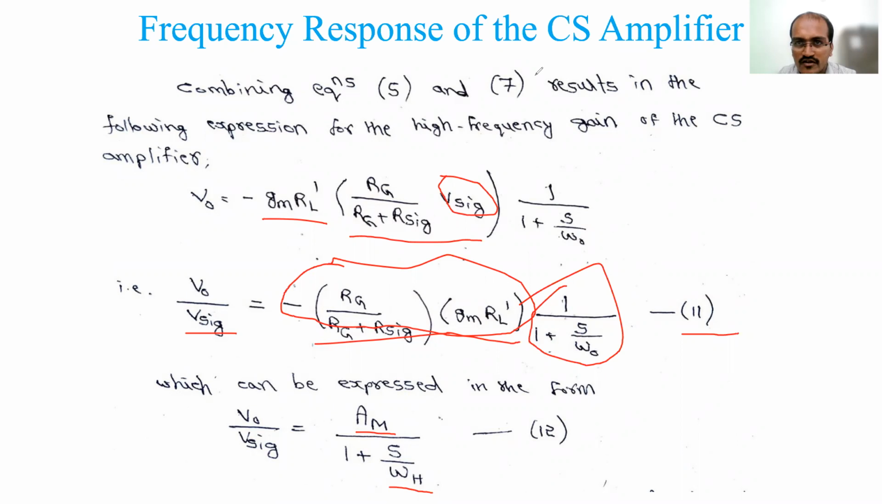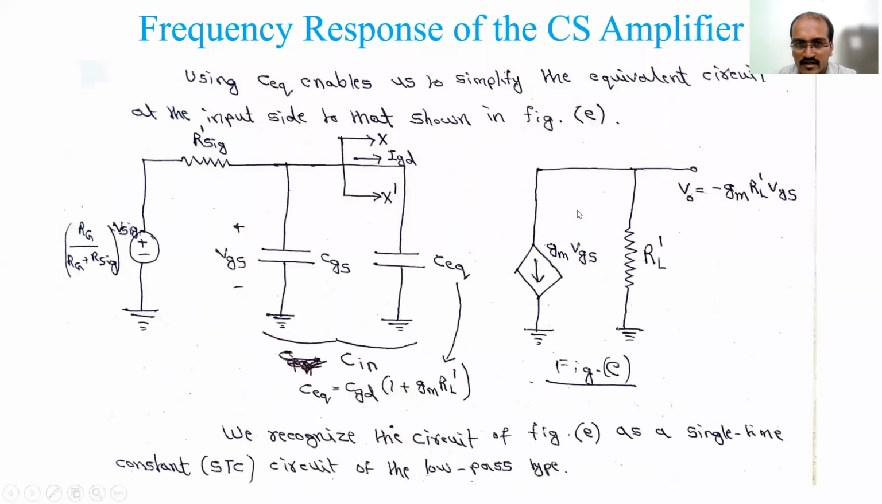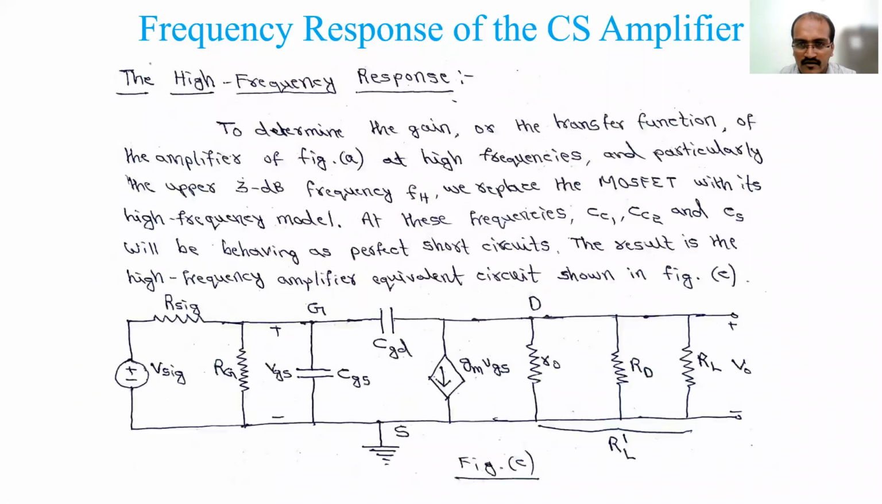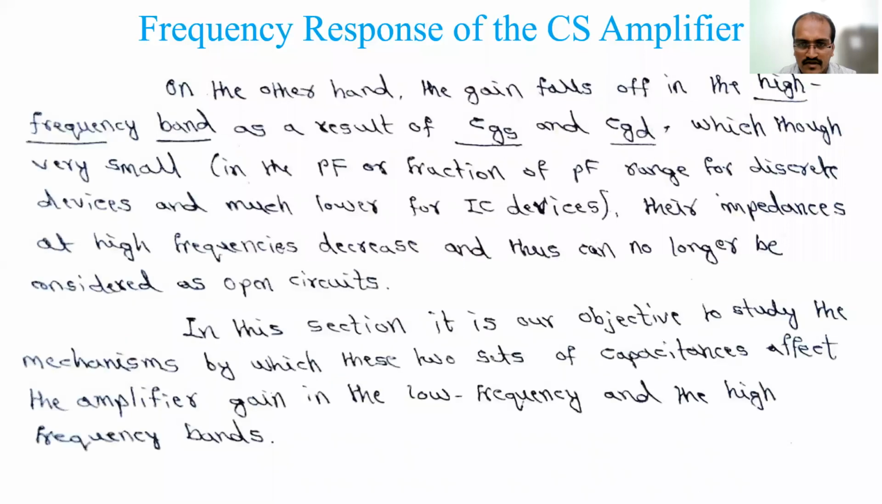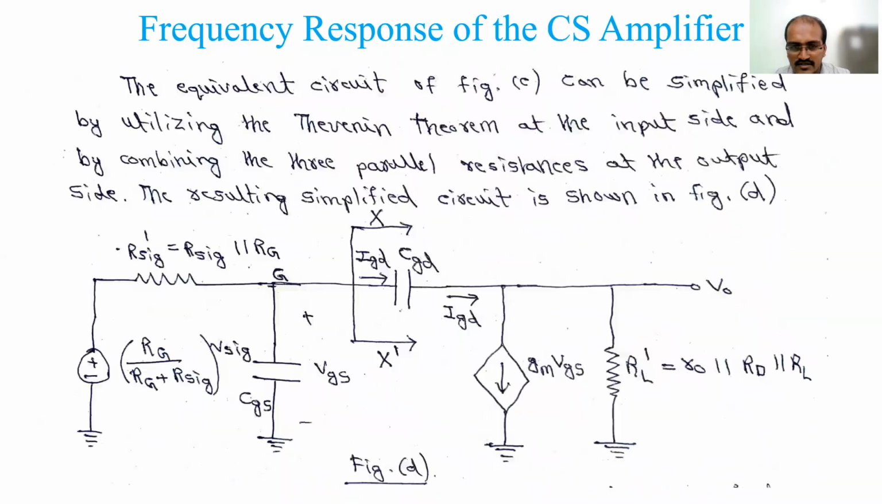If you have written down yesterday's notes, you will have that equation number 1. I will show you equation number 1. AM is given as V naught by V signal: minus RG by RG plus R signal into GM into R naught parallel to RD parallel to RL. Every time we should not write this, so I have called this parallel term RL dash. Clear? That only I have substituted in this equation.